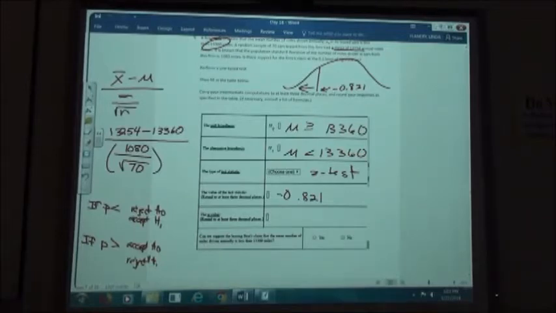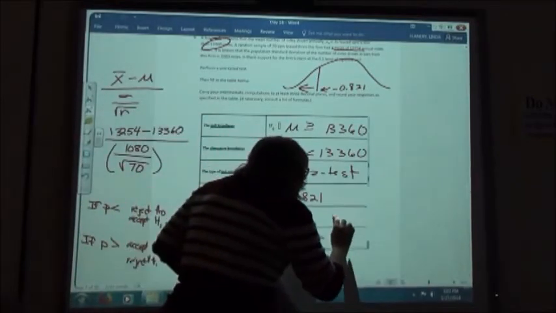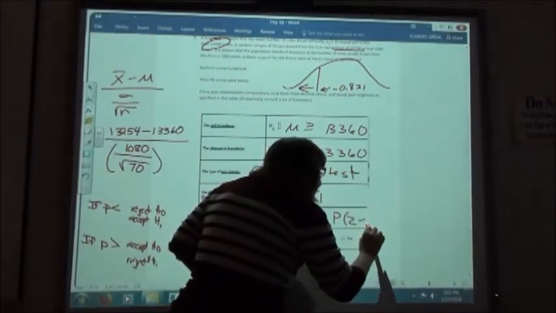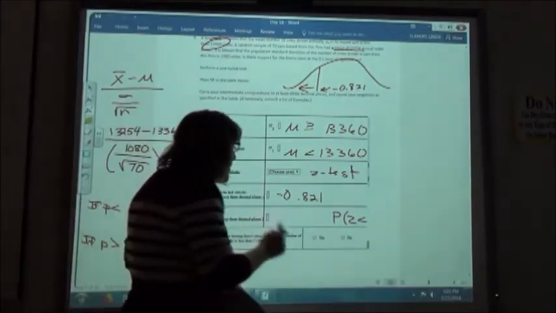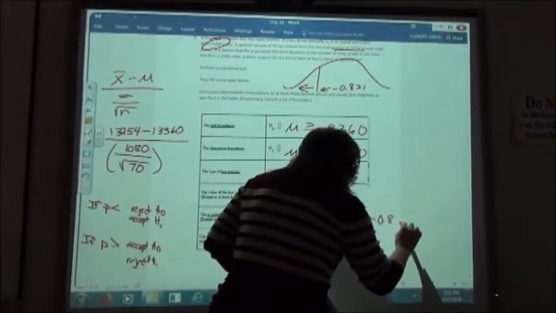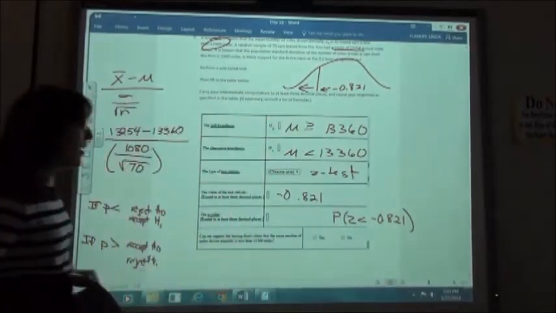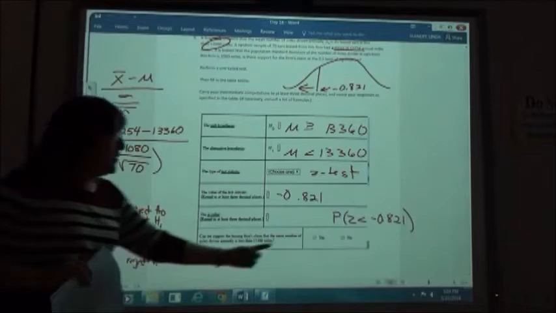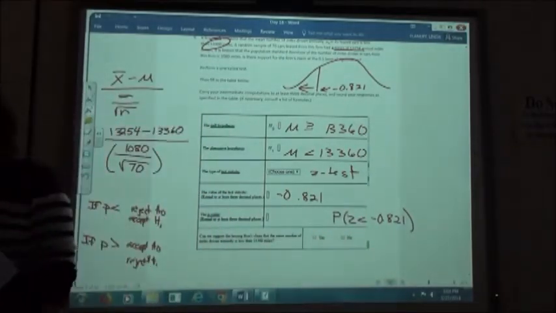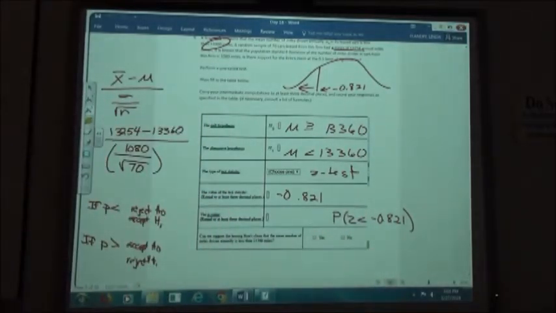So we have to find the p-value. So to find the p-value, we're going to do p of z is less than whatever the number is we got here, which we got negative 0.821. So in the calculator, you're going to just punch that in. Since it's a left-tailed test and our z goes less, we're just going to put in that. And we're going to find that to 3 decimal places, it says.